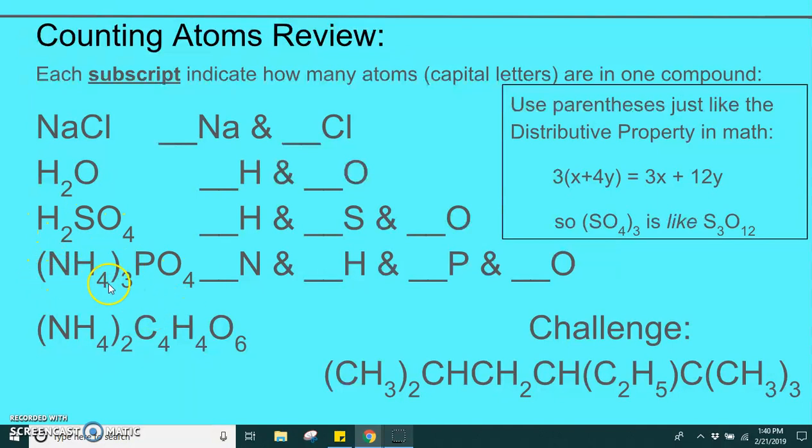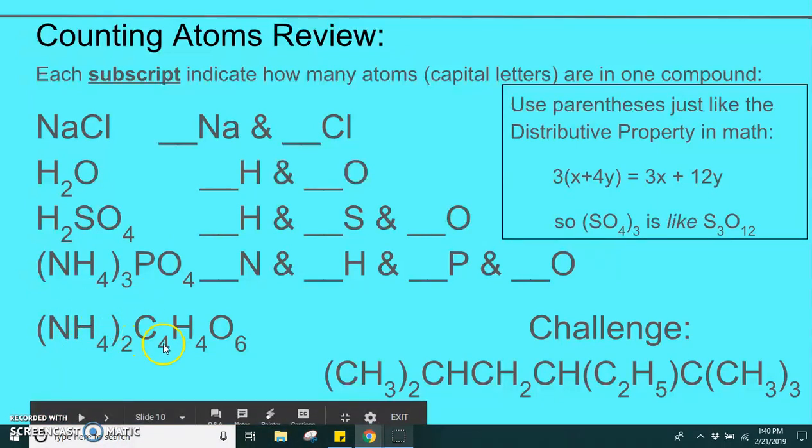When you see parentheses around something and a number outside of it, that simply means you just have to distribute that to everything in there. So that means there's actually 3 NH4s. So we're going to have 3 total nitrogens and 12 total hydrogens, 1 phosphorus, and 4 oxygens. This one down here, you would have 2 nitrogens, you would have 8 hydrogens, 4 carbons, 4 hydrogens, and 6 oxygens. Go ahead and try this challenge one and see how many carbons and how many hydrogens are in this equation.